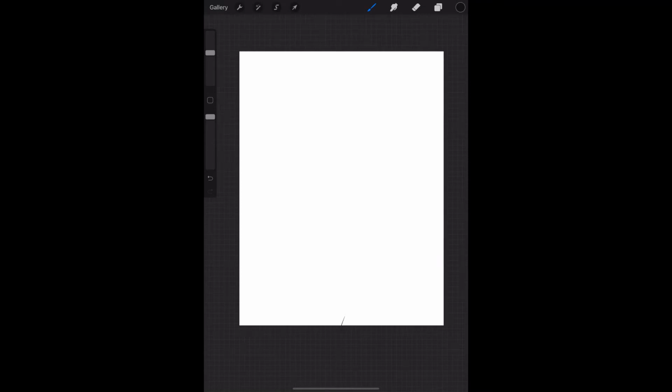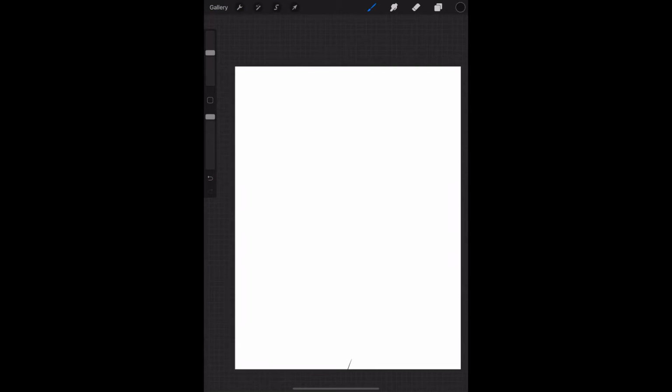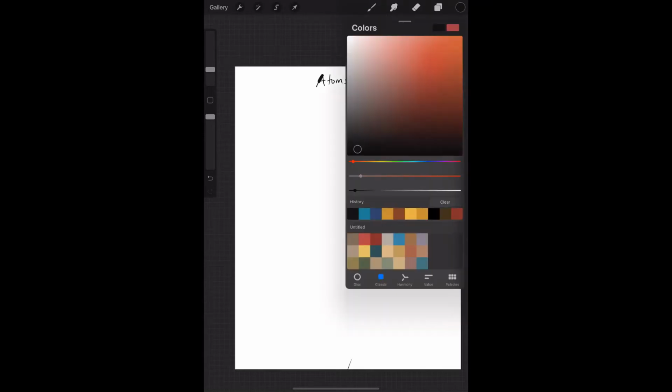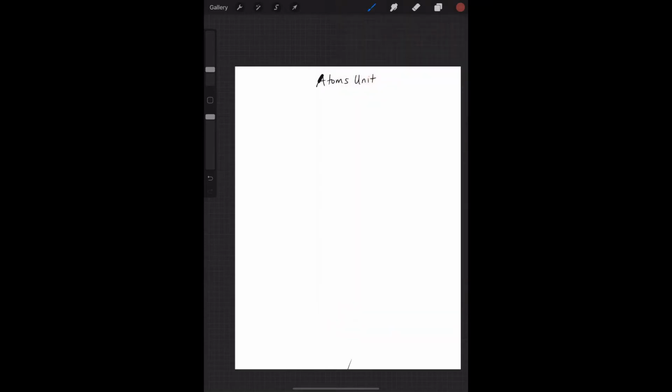So today I'm going to walk you through making some portfolio notes for our atoms unit. I'm going to write atoms unit on the top of my paper. The first thing we want to think about is we have protons, neutrons, and electrons. Well, first of all, what is an atom?